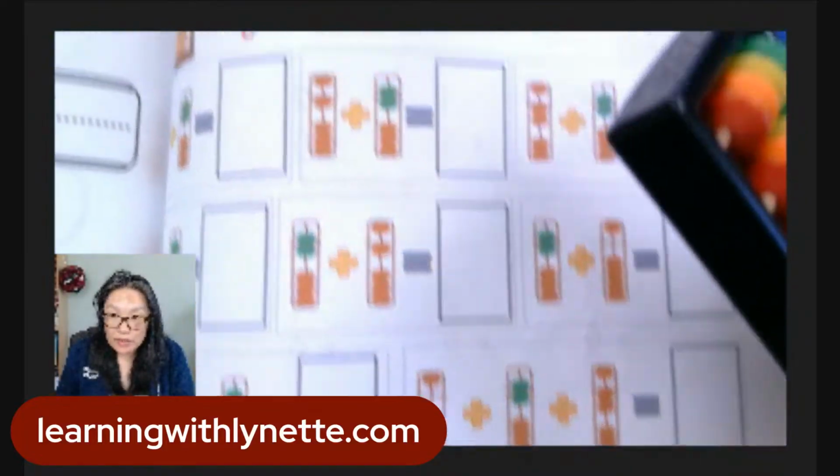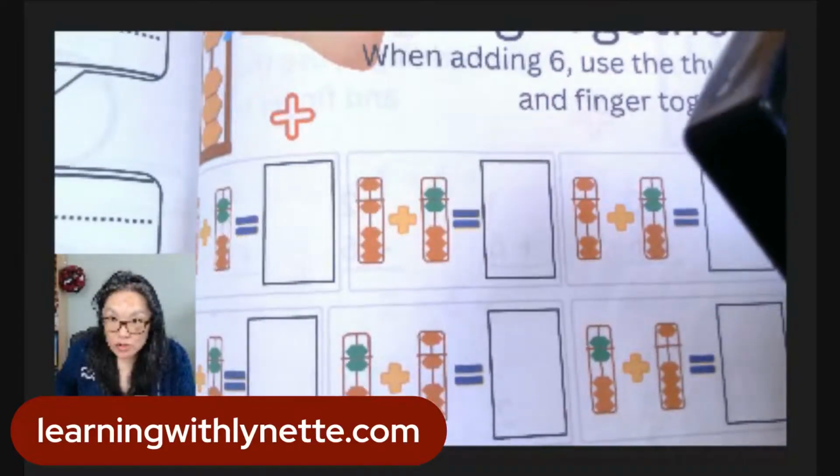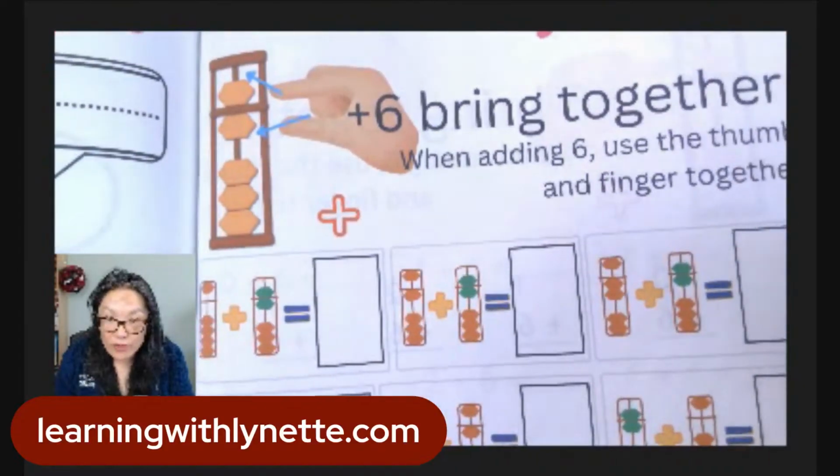So this is just my workbook and it's very abacus specific. The questions are very abacus specific and we have a whole abacus framework.